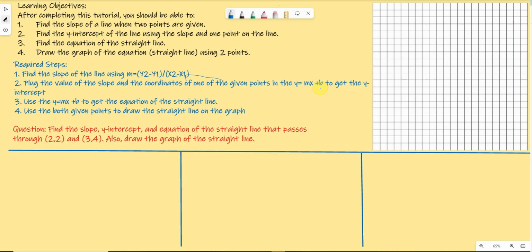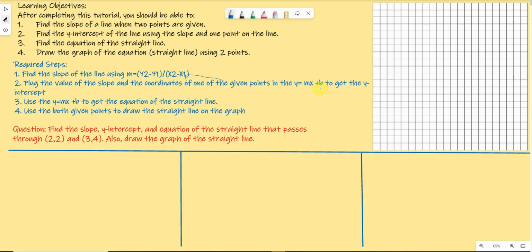Required steps. Number 1, find the slope of the line using m is equal to y2 minus y1 divided by x2 minus x1. Number 2, plug the value of the slope and the coordinates of one of the given points in the y equal to mx plus b to get the y-intercept. Number 3, use the y equal to mx plus b to get the equation of the straight line. Number 4, use both given points to draw the straight line on the graph.